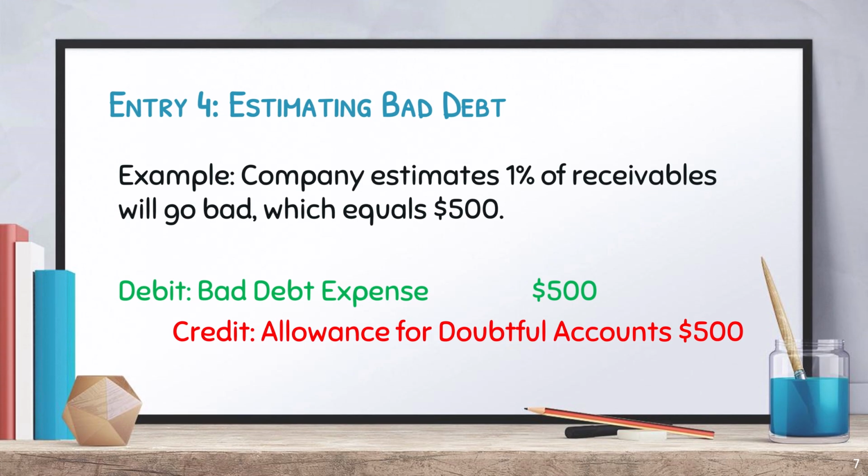Entry 4. Estimating bad debt. Unfortunately, not all customers pay. At month end, companies estimate how much receivables may become uncollectible. Example: you estimate 1% of receivables will go bad, which equals $500. Below is the journal entry. This follows the matching principle. We record the expected loss in the same period as the sales. The allowance for doubtful accounts is a contra asset account that reduces accounts receivable.